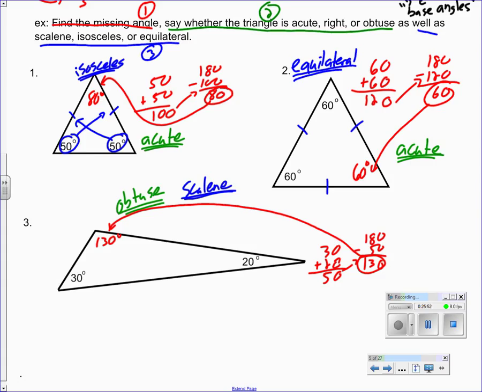So what we'll be doing in class after this is practicing writing congruence and similarity statements, identifying congruent and similar triangles, finding missing angle measures, and also classifying triangles as acute, obtuse or right, and scalene, isosceles, equilateral.